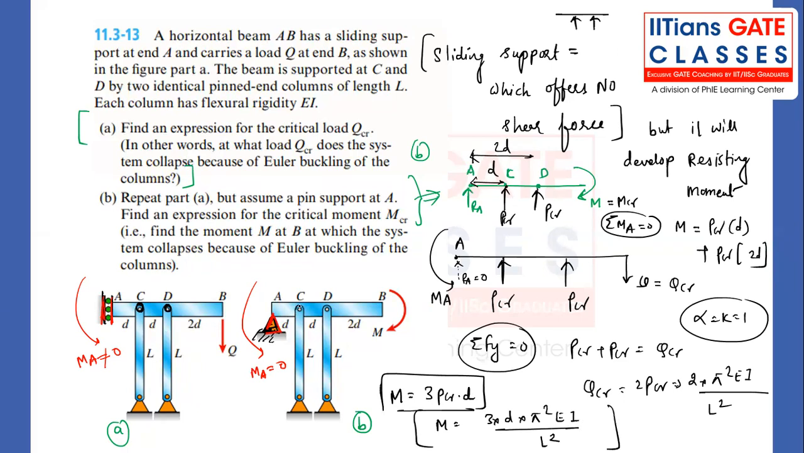Once again, there is a pin-pin connection. Here pin, here pin, here pin. With a pin-pin connection, we have alpha, or K, equal to 1. This type of problem is mostly asked in the GATE examination also. So try to focus your attention on this chapter, as it is a very, very important chapter, right? Thank you all.